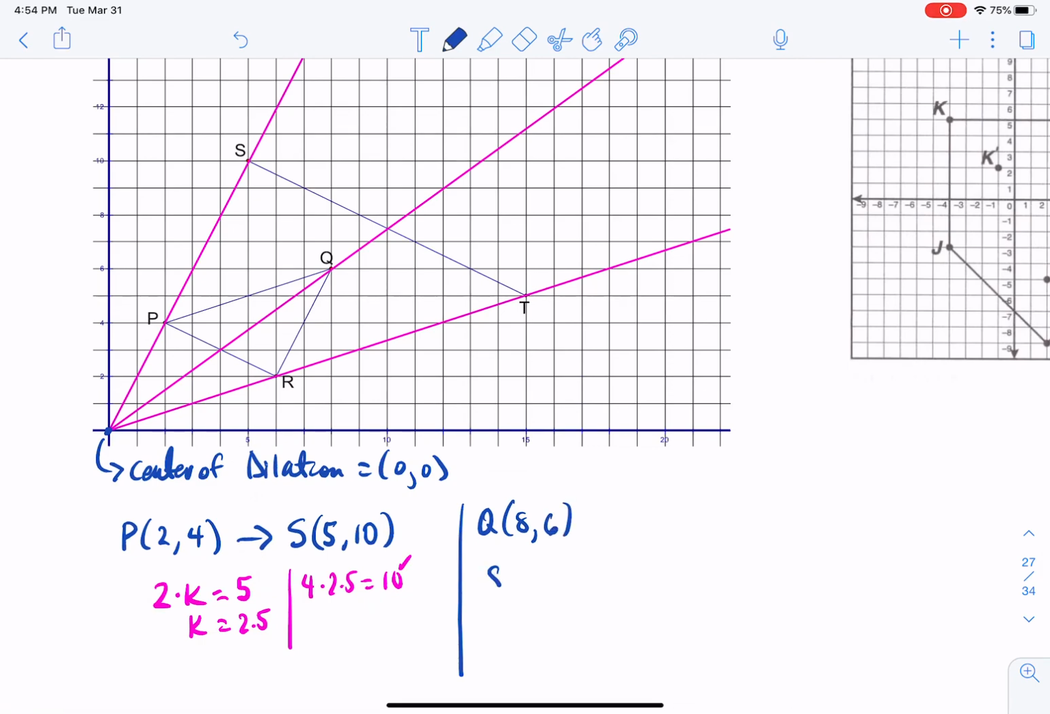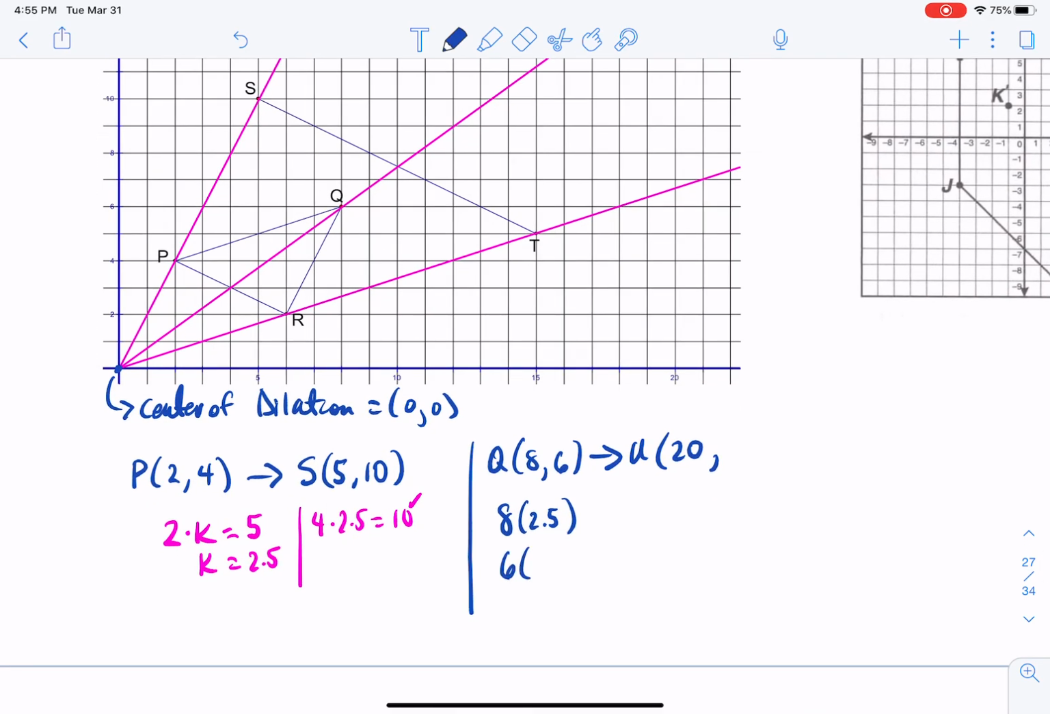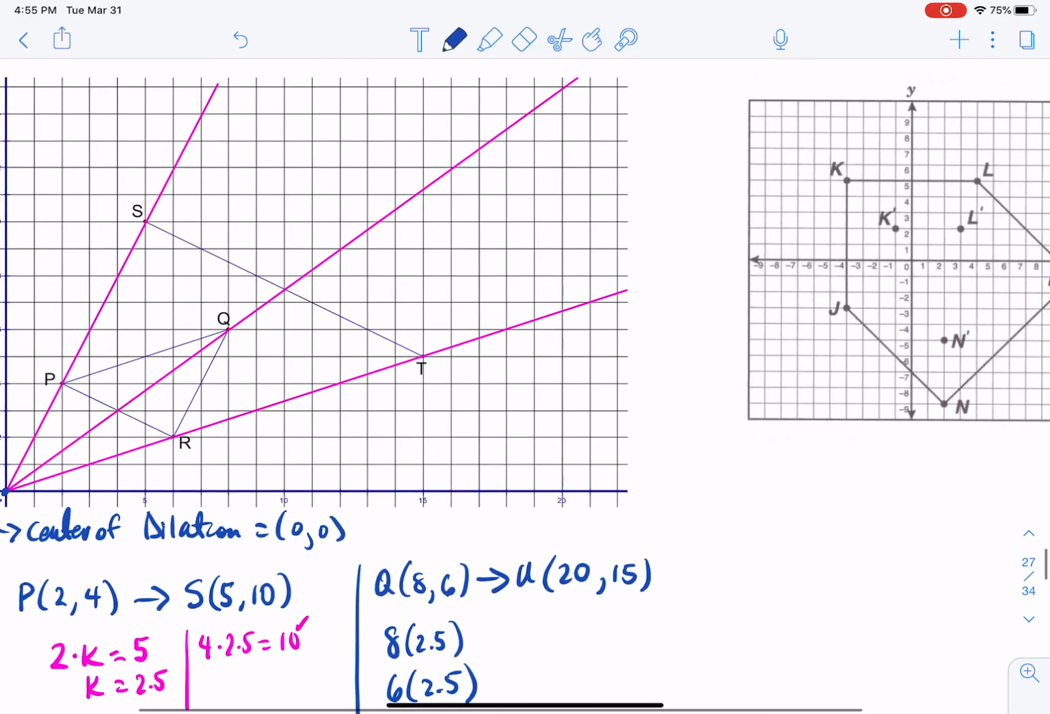So what is 8 times 2.5? 8 times 2 would be 16, plus half of that would be 4. 16 plus 4 is 20. So S should be at, not S, what point is it? I think it's U. U is at 20, comma. And then do the same thing with 6. So 6 times 2.5. 2 would be 12, and 3 more would be 15. 20, 15. Let's graph it.